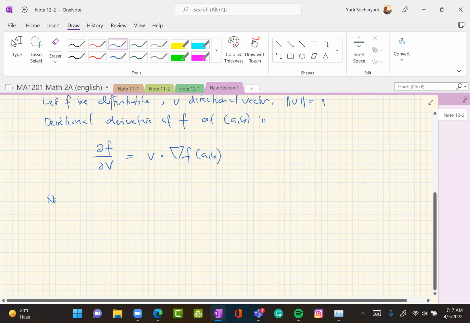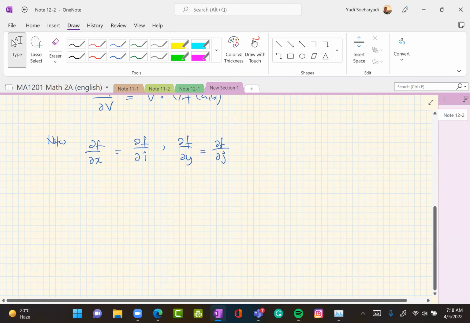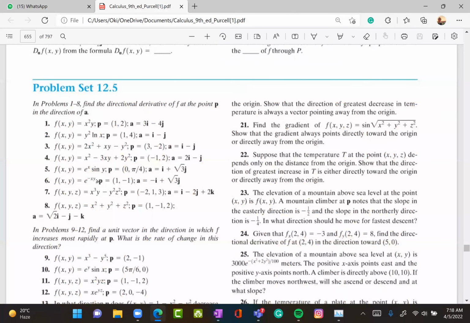Okay. So one note here: what we call df dx is nothing but df in the direction of i, and df over dy is df in the direction of j. So in direction of i, direction of j. Okay, so examples. Here, problem set 12.5. We compute the directional derivative at a point in the direction of a. All right, so let's pick problem 2, for example.